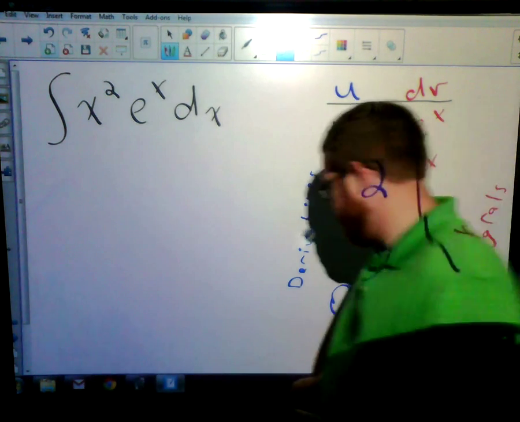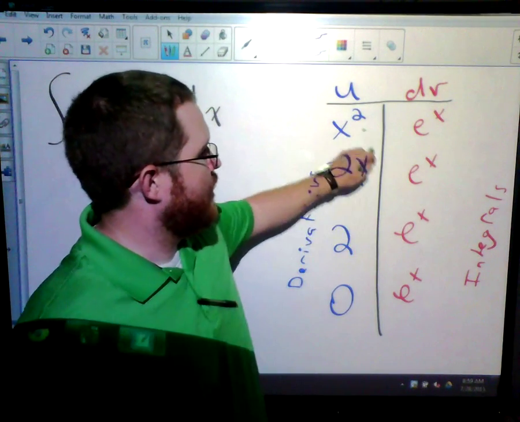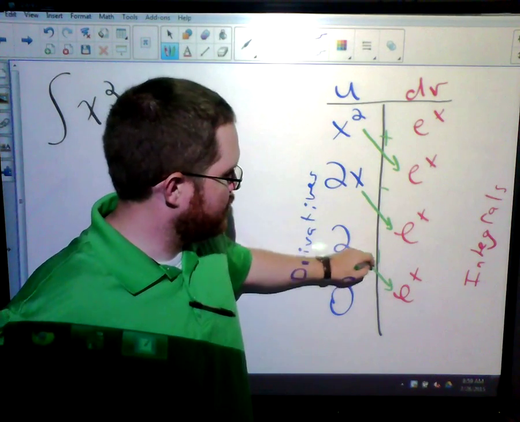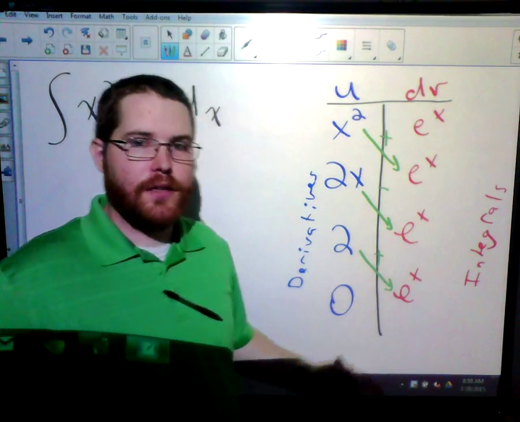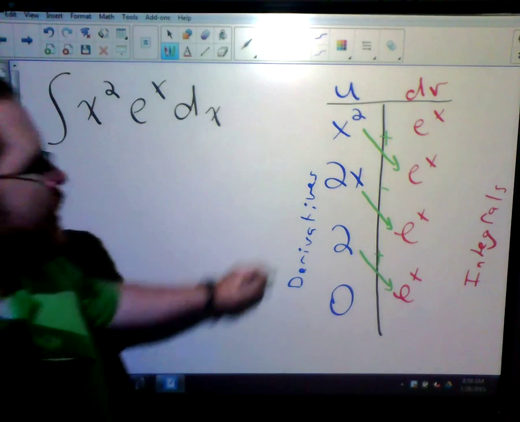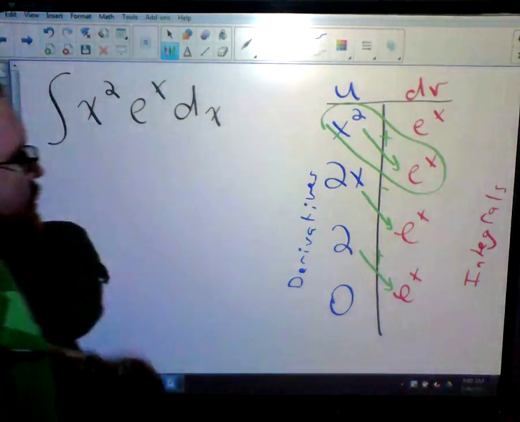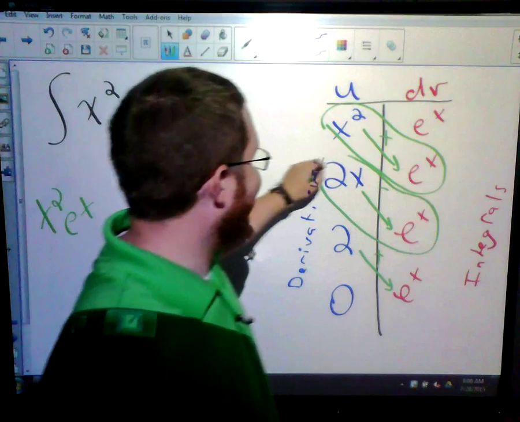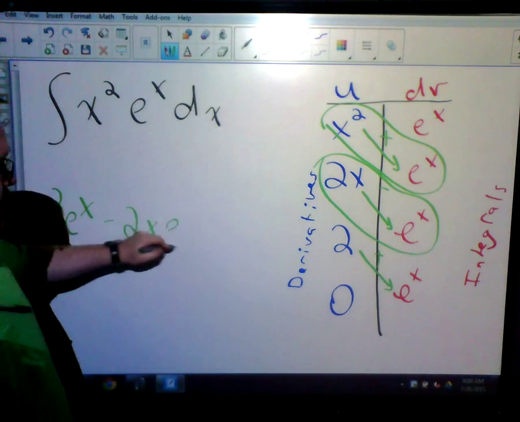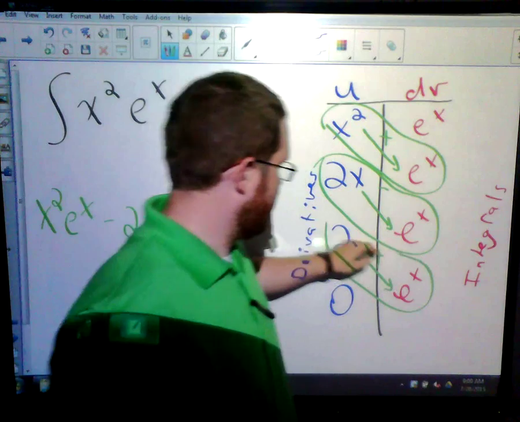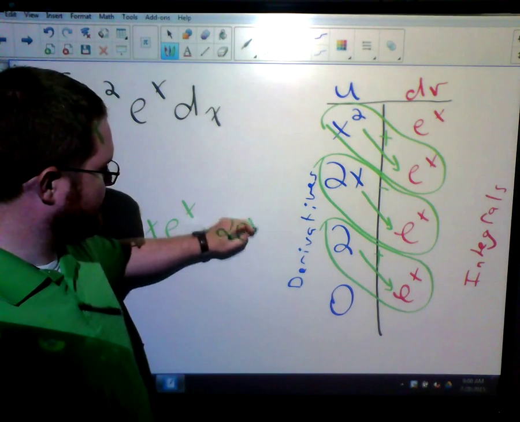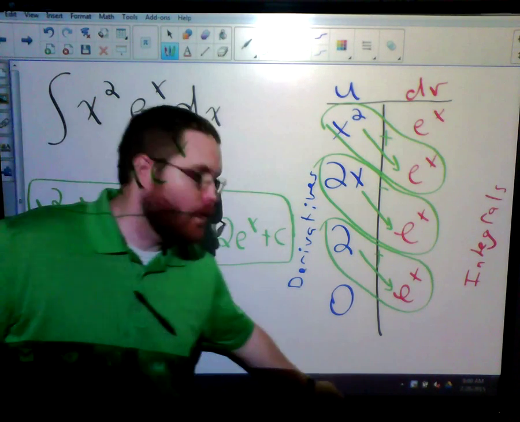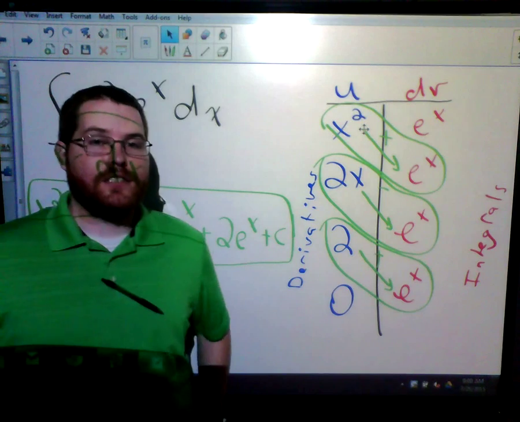So how does this help us? Well, now the pattern looks like this. I'm going to draw diagonal lines, and I'm going to put plus, minus, plus. And if I kept going, it'd be minus, plus, minus, plus, minus. Now take a look at what I've got: a positive x squared e to the x, a negative 2x e to the x, a positive 2e to the x plus c. I get the same answer I did by doing integration by parts the long way. This is a way to go faster.